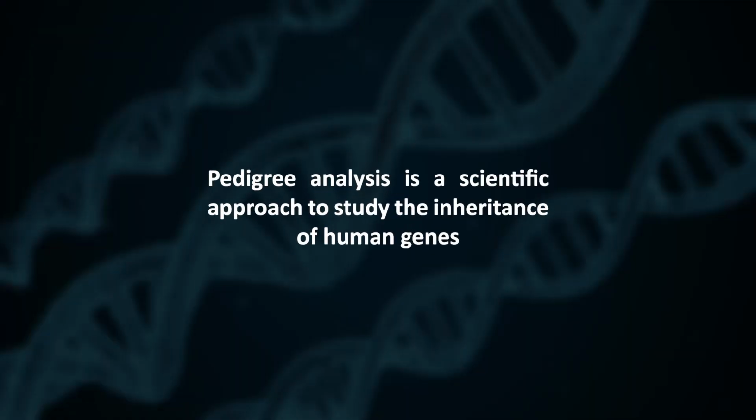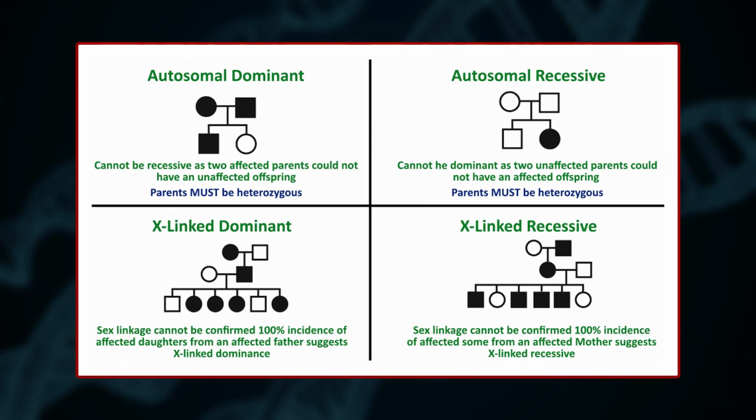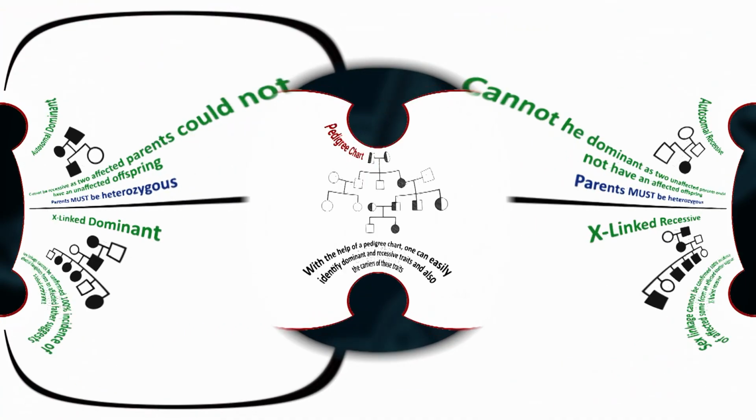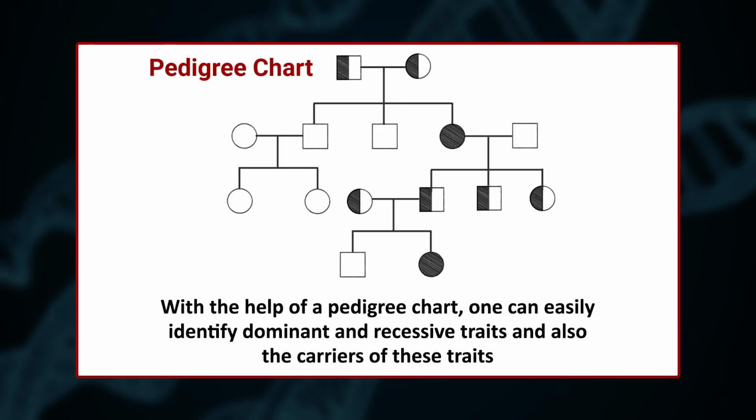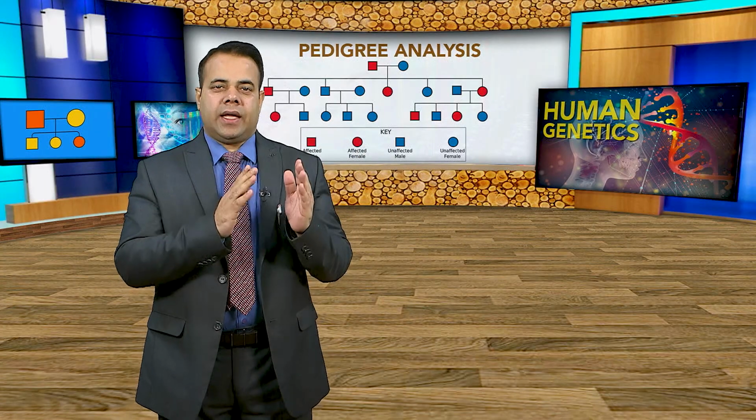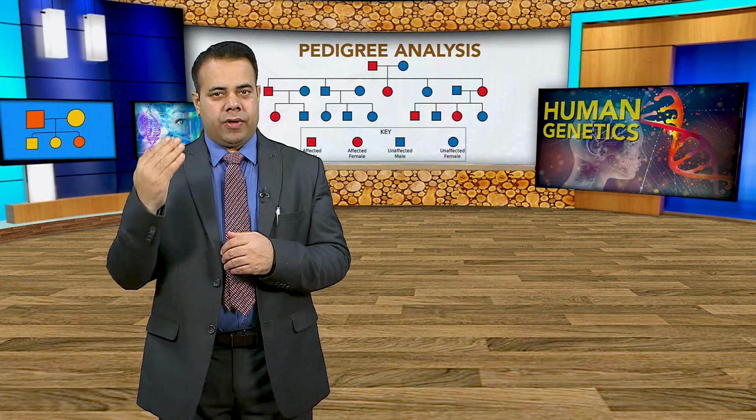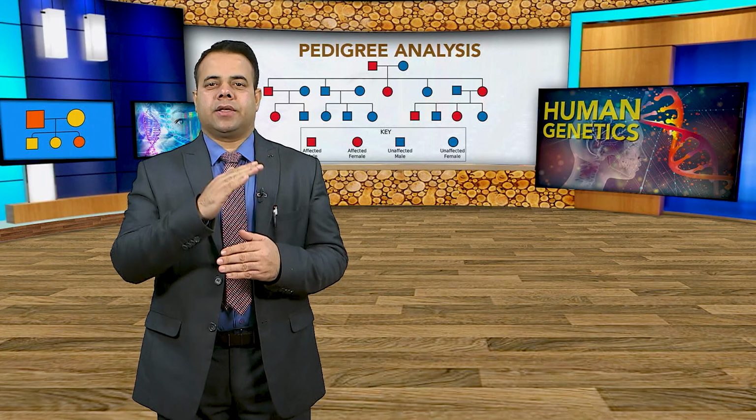Pedigree analysis is a scientific approach to study the inheritance of human genes. So, pedigree analysis can be used to easily understand family history and the inheritance of dominant and recessive traits. With the help of a pedigree chart, one can easily identify dominant and recessive traits and also the carriers of these traits. A pedigree chart is a diagrammatic representation, that is, a chart of a family where one can easily determine the occurrence of a phenotype in an organism, with genes passed down from their ancestors.